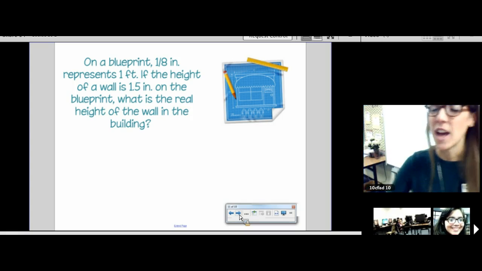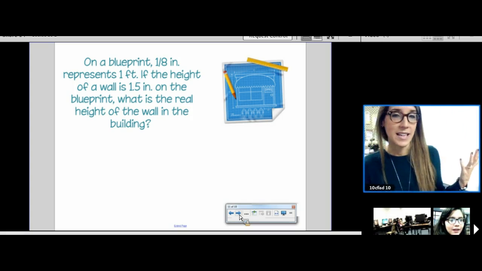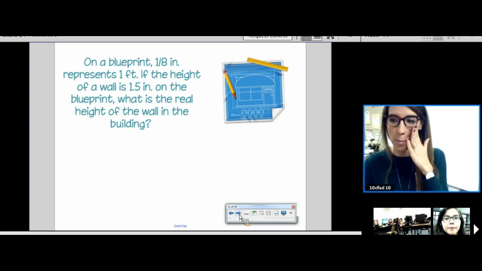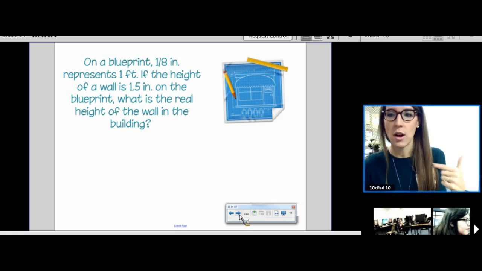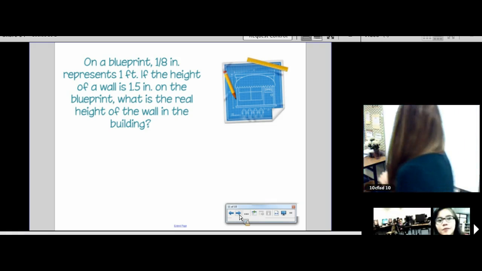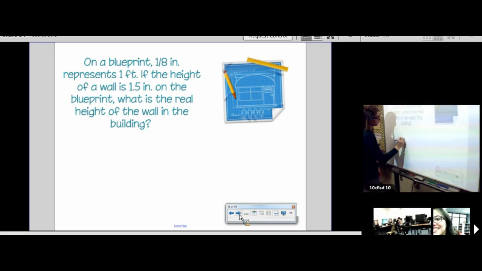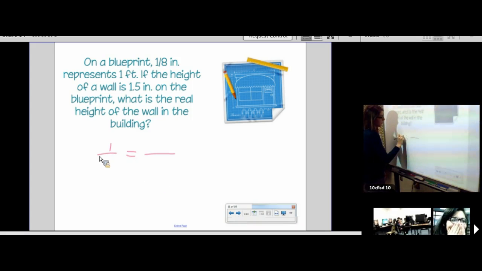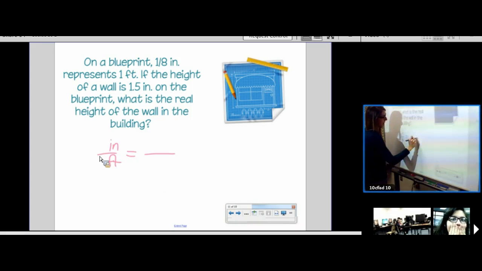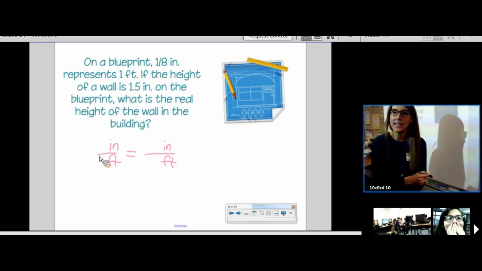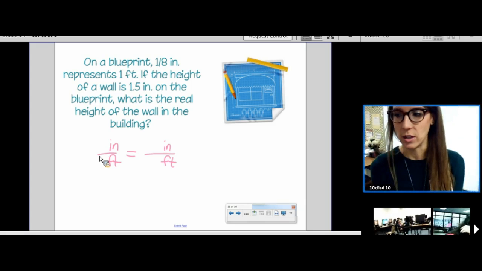All right. There's a couple ways you could go about this. You can go about it a scale factor way, or you can go about it a proportion way. Let's start off by doing it the proportion way. I like to say inches is to feet as inches is to feet. That way I stay consistent and I know exactly where to put all of my information.